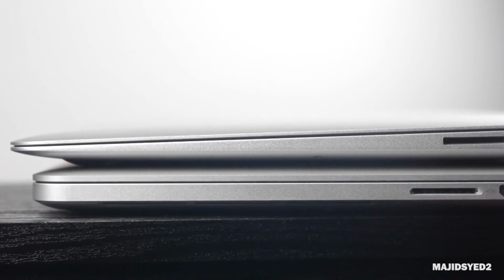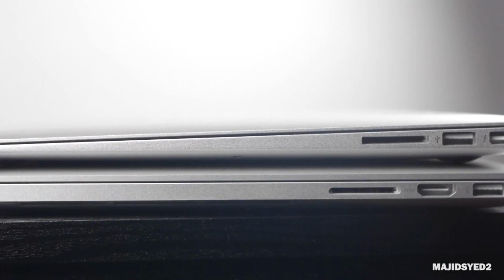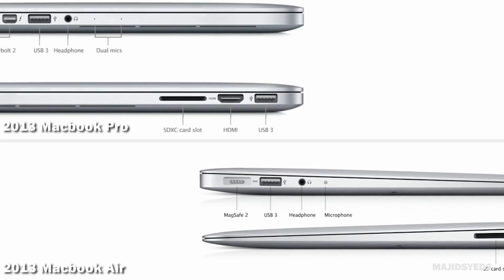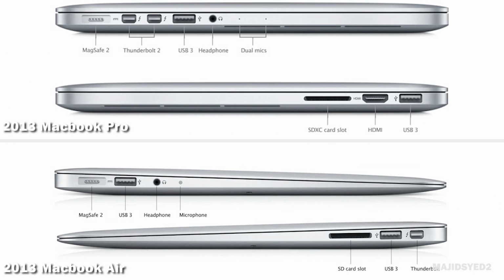Now in terms of the inputs and outputs of both computers, the 13-inch 2012 version of the MacBook Pro comes with two USB 3 ports, SD card, HDMI 1.4, dual mics, headphone jack, and a MagSafe connector. Now the MacBook Air has most of the ports that you'll find on the MacBook Pro, with the exception that it only has one Thunderbolt connection, whereas the MacBook Pro has two.